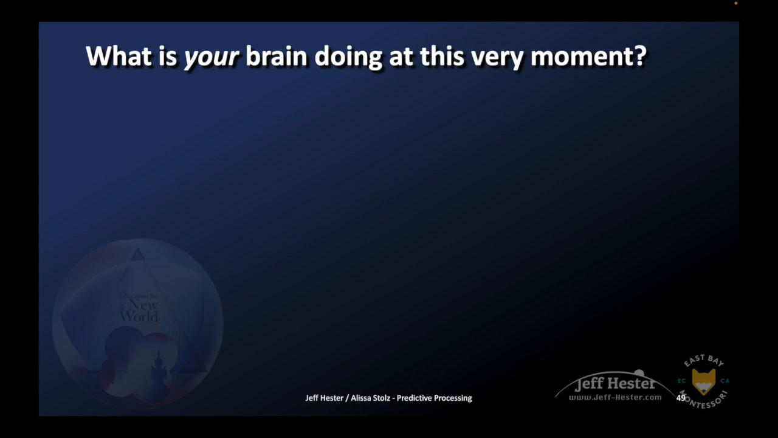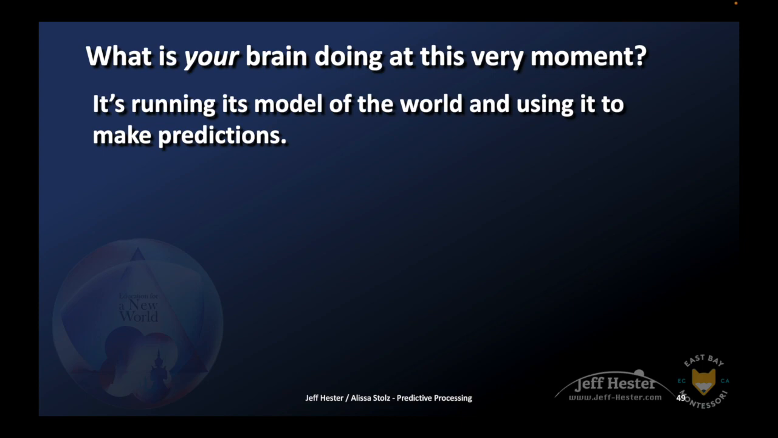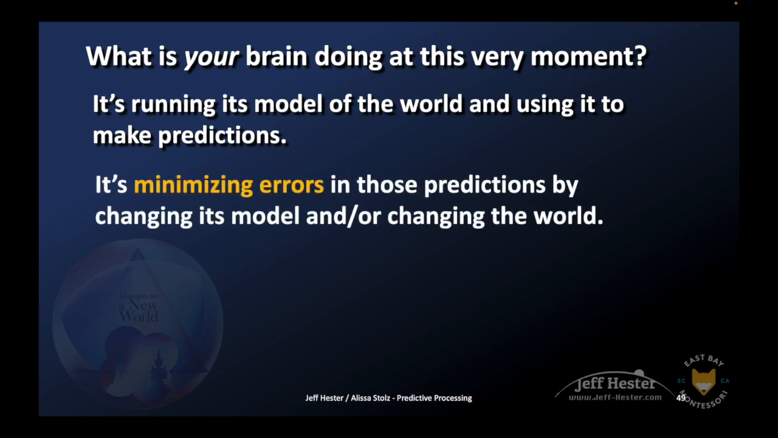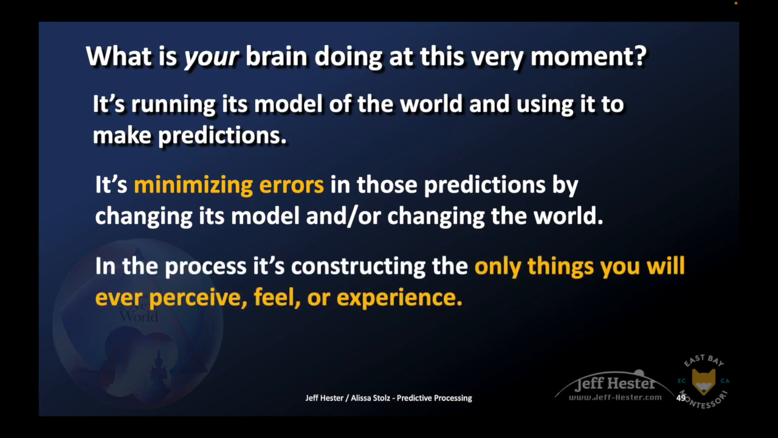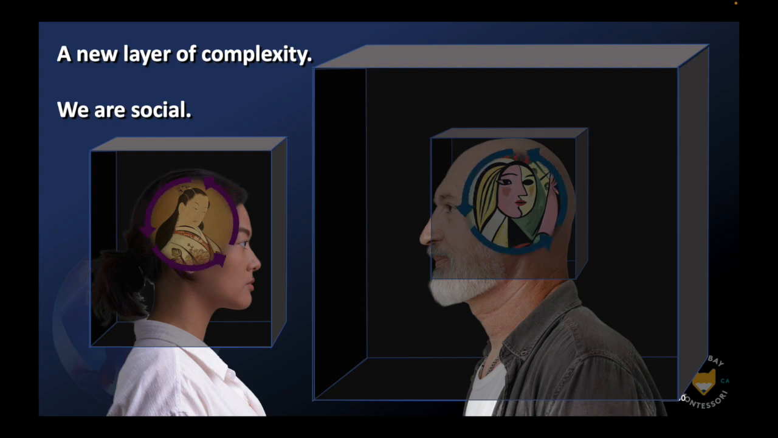So what's your brain doing at this very moment? Your brain is running a model of the world and using it to make predictions. That's where 20% of your body's energy is going constantly. It's then minimizing the errors in those predictions, either by changing its model, perception, or by changing the world, action. In the process, it is constructing your world. It's constructing you. It's constructing the only things that you will ever perceive, feel, or experience.